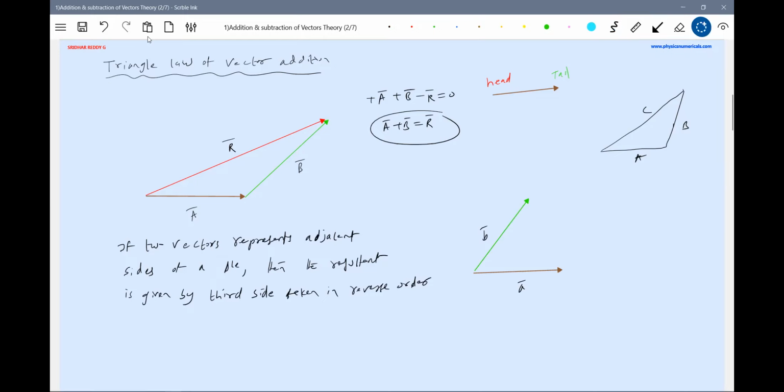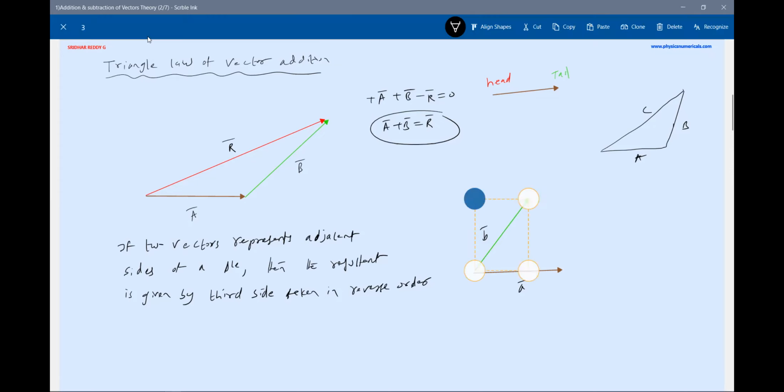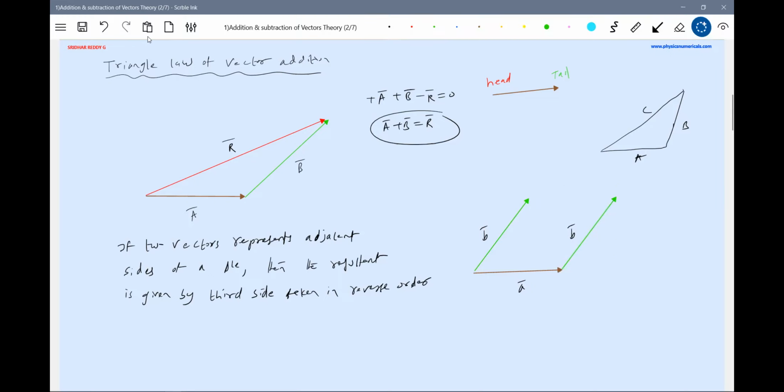So here I'm going to shift this vector b bar here like this. Then I'll bring the resultant vector r bar. Now you see this, this is the b bar. So what is r bar? r bar equal to a bar plus b bar.